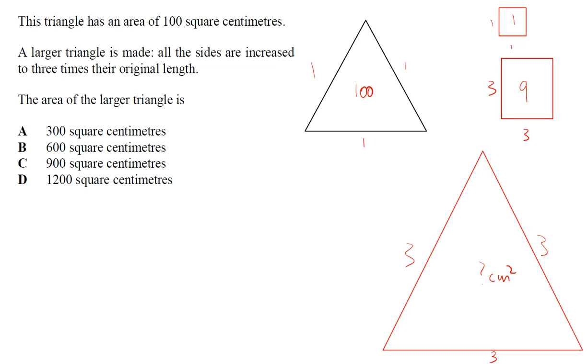So, since 2 sides both go up by 3 times, the original area is a 1/9 of the large final area. So, if our smaller shape, using this example, is 100, then our bigger shape will be 9 times that, or 900 centimeters squared. So our answer here should be C, 900 square centimeters.